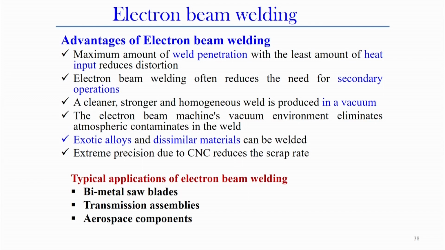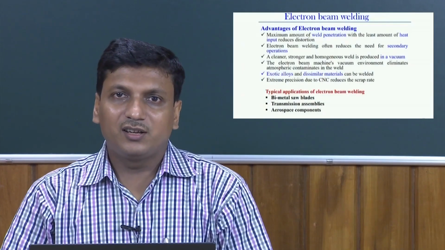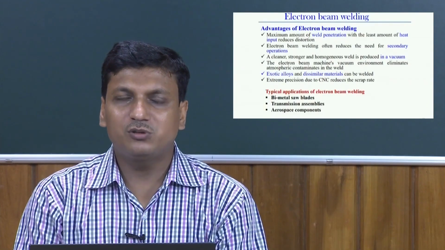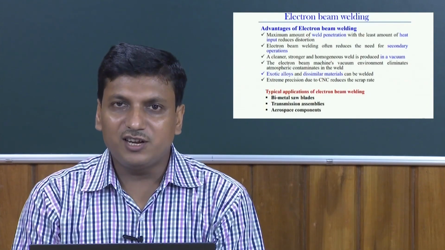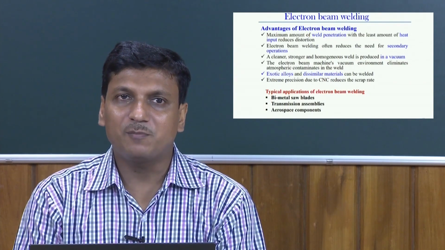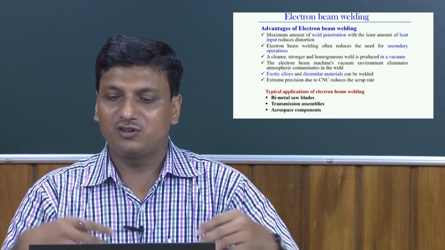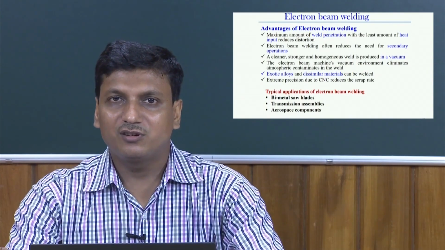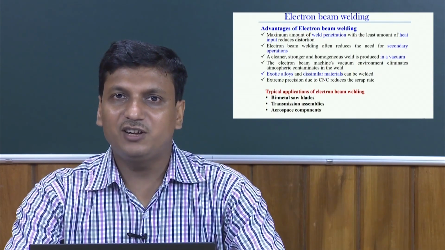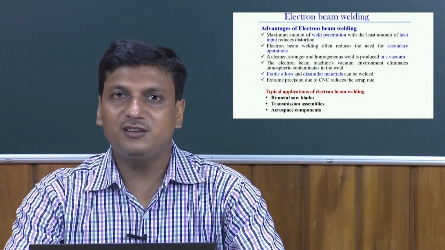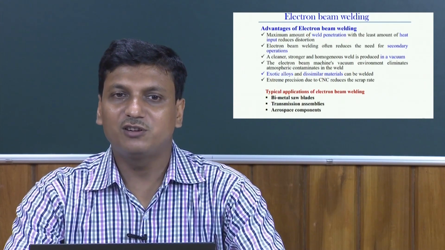Difficult-to-weld metals which cannot be welded in other welding processes, or dissimilar combinations of materials, are more preferably welded using the electron beam welding process. Of course, there are some difficulties or issues in welding dissimilar materials using electron beam, but apart from that, many different types of dissimilar combinations of materials and difficult-to-weld materials can easily be joined using electron beam welding.